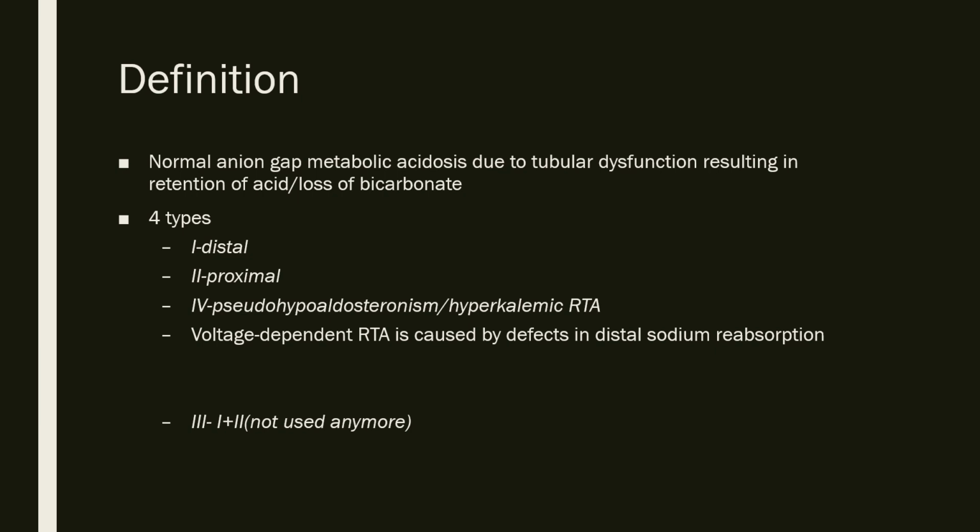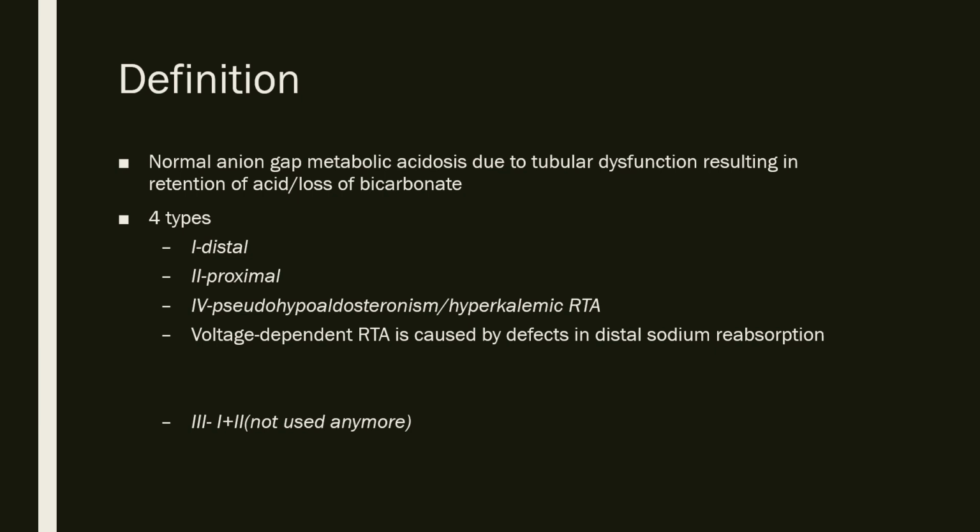Why does this happen? This occurs secondary to a tubular dysfunction, and this leads to this metabolic acidosis. Okay. Acidosis is either secondary to retention of hydrogen or loss of bicarbonate. I will tell you how this happens later on.